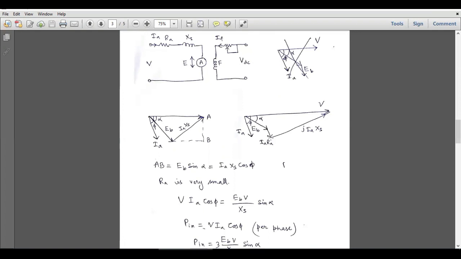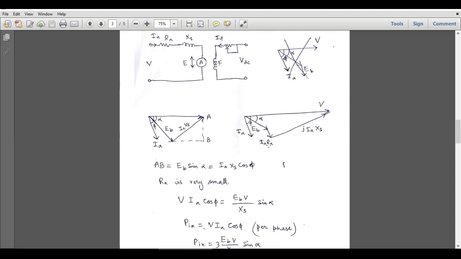So this is back EMF. This is IARA. IARA will be in parallel with IA, and JIAXS will be at 90 degrees with IARA, and the vector sum of these three vectors, EB plus IARA plus JIAXS, is the applied voltage vector. So V is equal to EB plus IARA plus JIAXS.